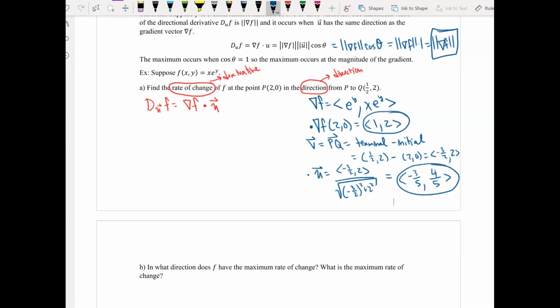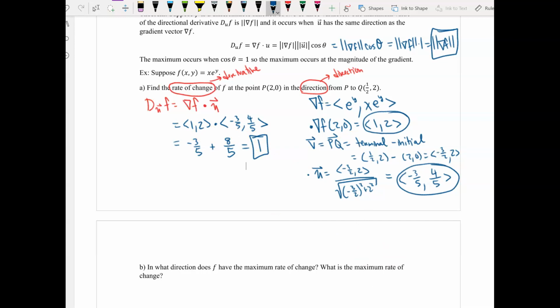All right, so what I'm going to do now is take the dot product. This is going to give me (1, 2), and I'm going to dot it with (-3/5, 4/5). Taking the dot product, you get -3/5 plus 8/5, and this is just going to give me 1. So this is going to be the directional derivative.